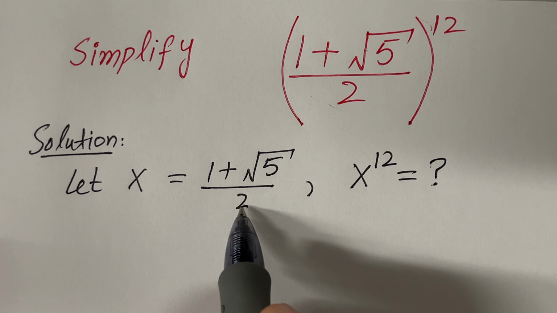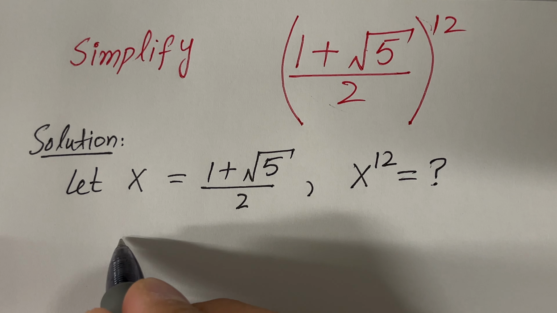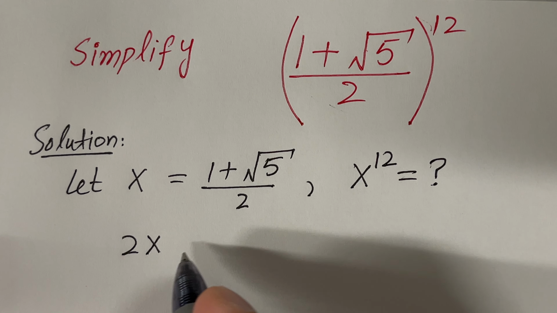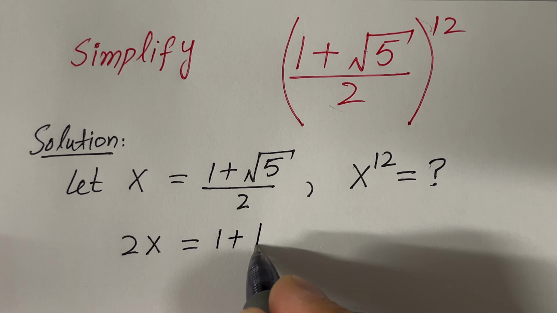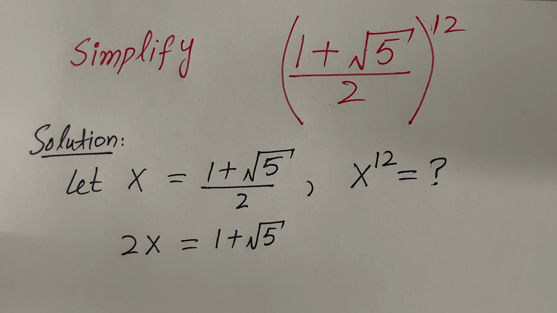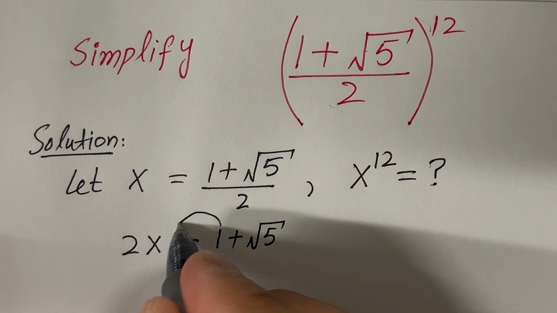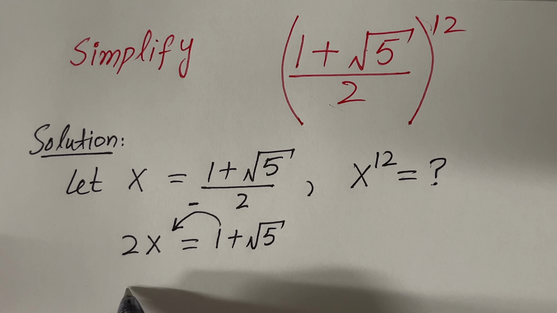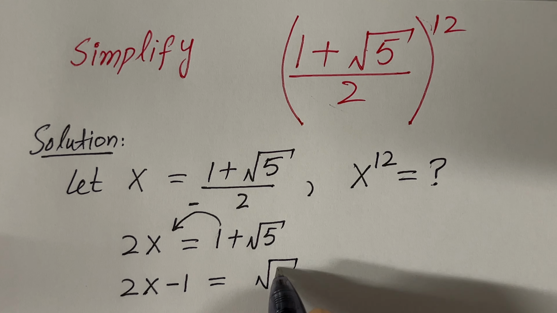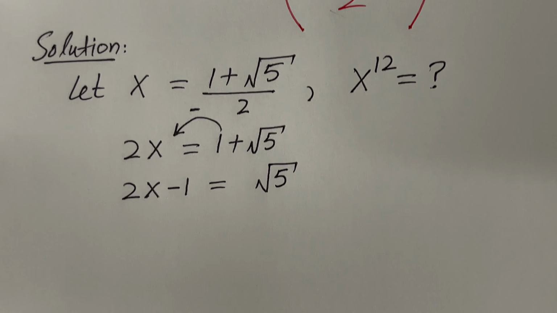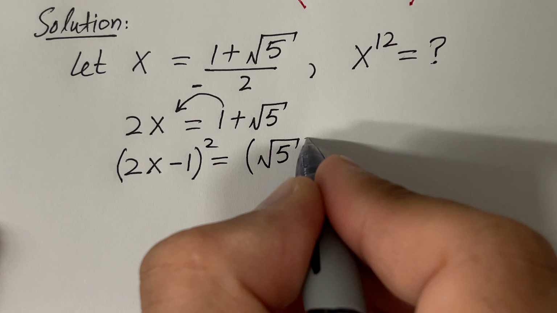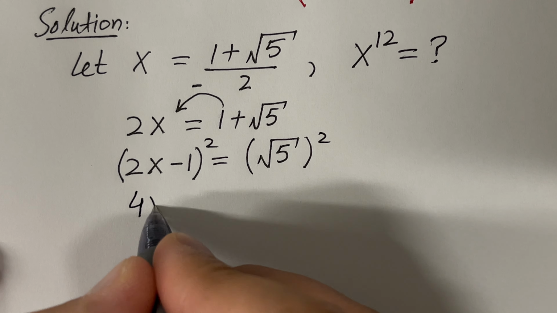So I can move this 2 to the left hand side. In other words, if I multiply both sides by 2, then this 2 will be cancelled on the right hand side, and this equation will be equal to this one. And now in the next step, I want to move this 1 to the left hand side, and I will have 2x minus 1 equal to square root of 5. Fine. Let's take squares on both sides. Then we will have 4x.